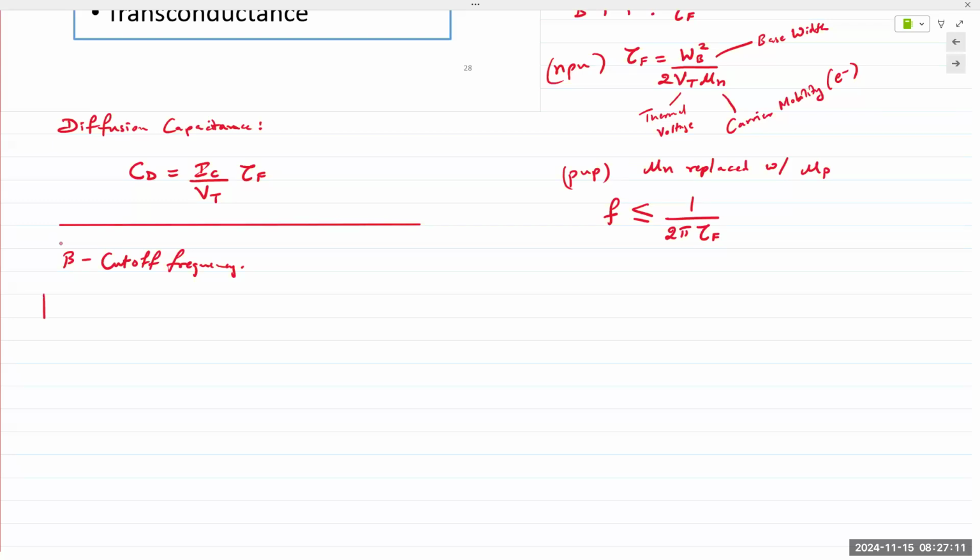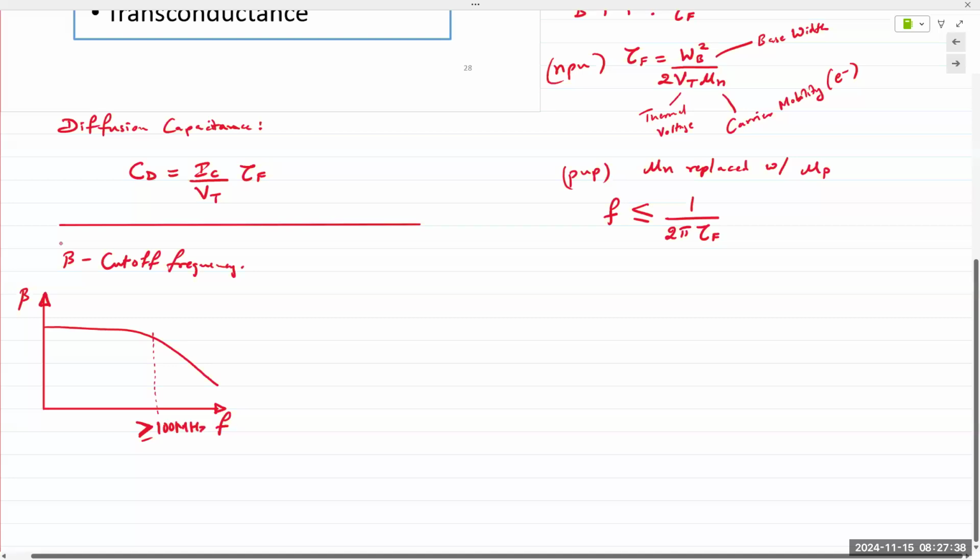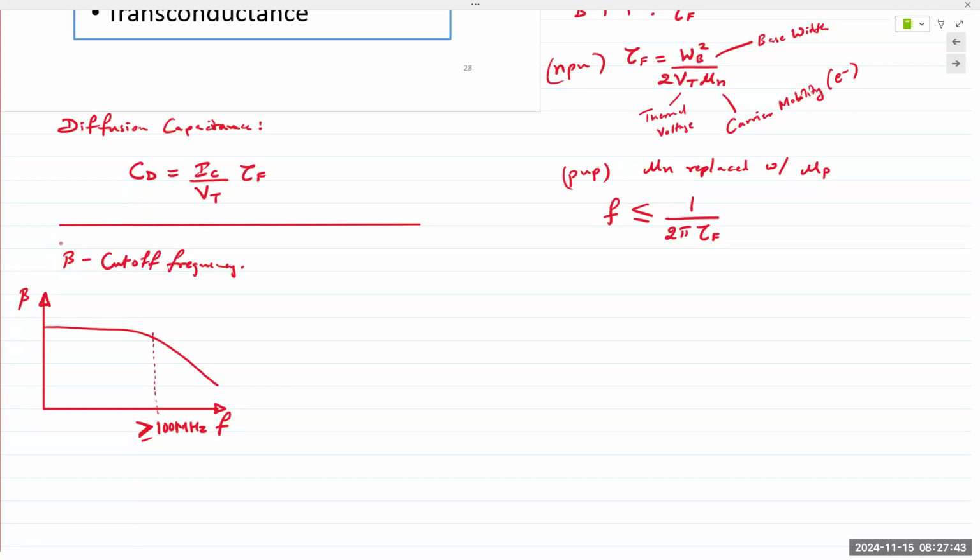So if I were to plot beta as a function of frequency, it would start dropping around here. This would more likely than not be greater than or equal to 100 megahertz or so. High frequencies. And so it begins to cut off.